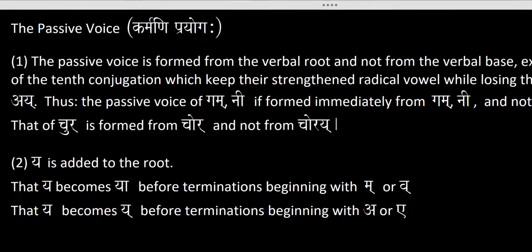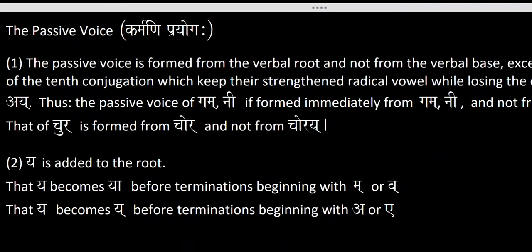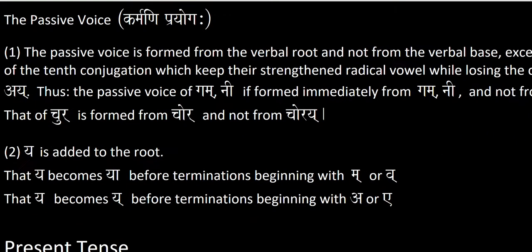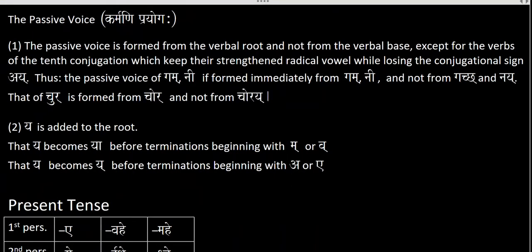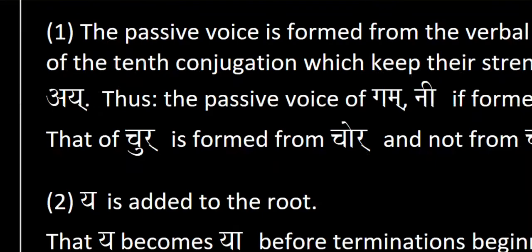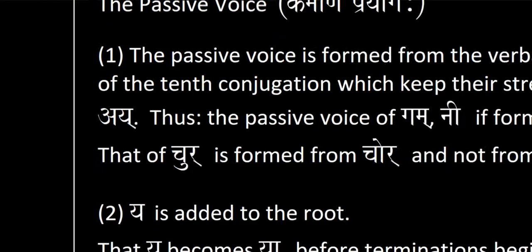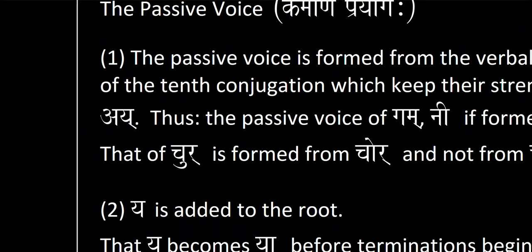Now getting down to how to form sentences in the passive voice. The passive voice is formed from the verbal root and not from the verbal base, except for the verbs of the 10th conjugation, which keep their strengthened radical vowel while losing the conjugational sign aya. Thus the passive voice of gam and ni is formed immediately from gam and ni, and not from gaccha and naya. That of chur, which is the example of the 10th conjugation, is formed from chor and not from choraya, because the rule is that we're not adding aya as you usually do in the 10th conjugation.